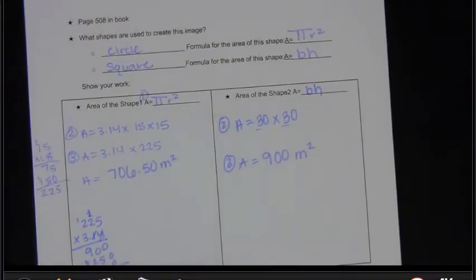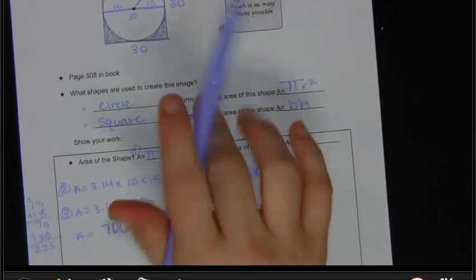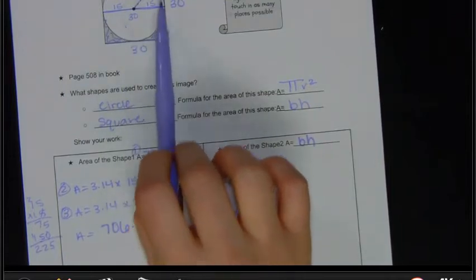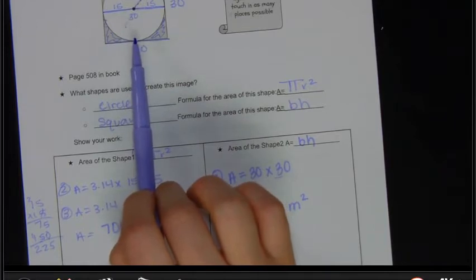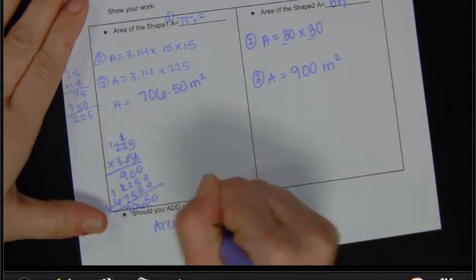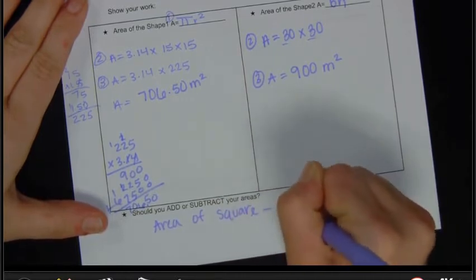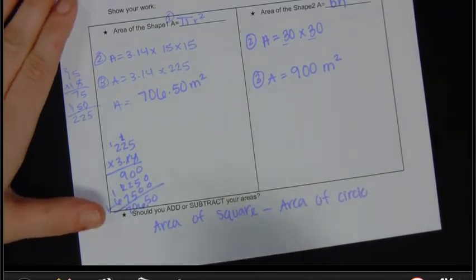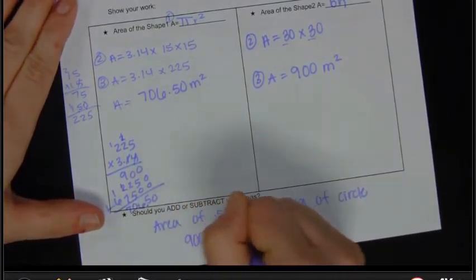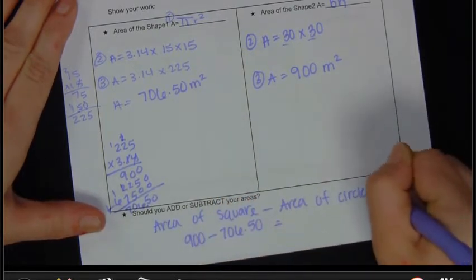Now, here's the difference between last problem and this one. I want to know the area of the shaded region. So I have the area of my circle, and I have the area of the entire square itself. What do you think I need to do? I need to subtract. So I'm going to take the area of my square and I want to take out the area of my circle to find shaded.